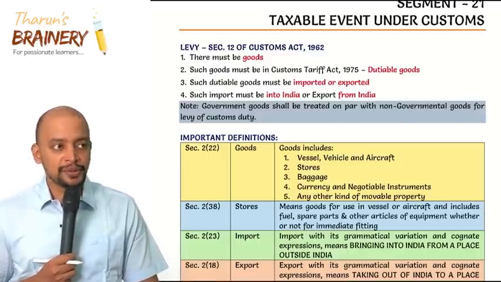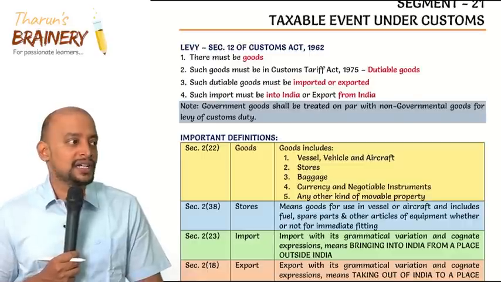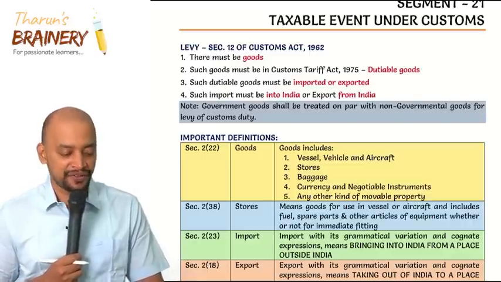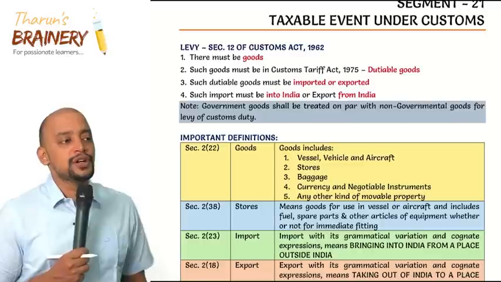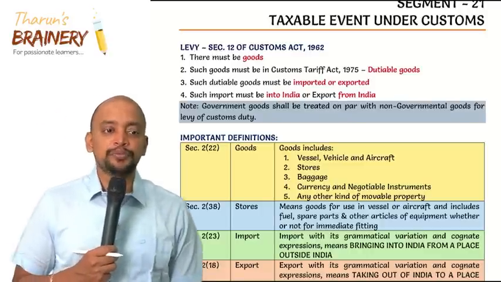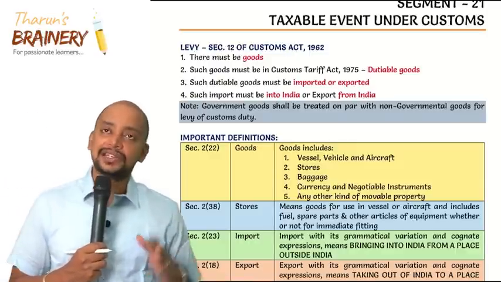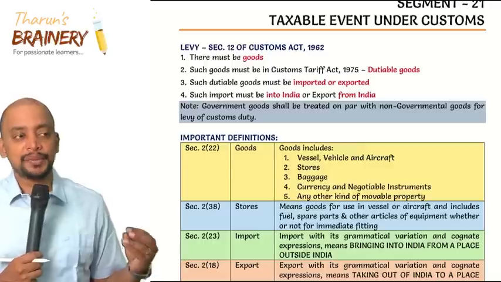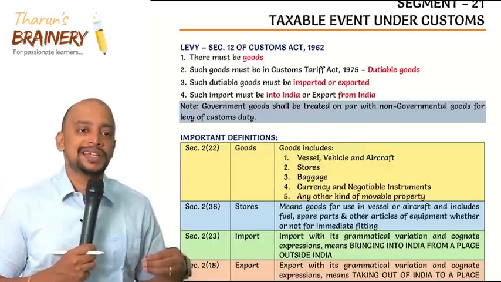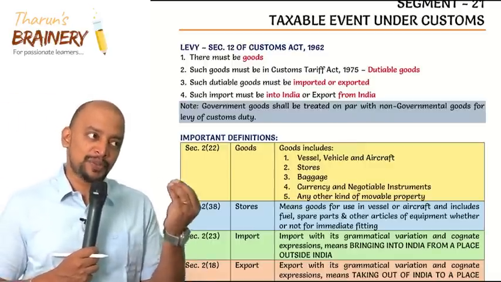What is the meaning of dutiable goods? Those goods which are covered under the Customs Tariff Act 1975. Whether government goods are also treated as goods imported and chargeable to customs duty? Yes. In customs, like GST, the government is a person, and whatever transactions the government makes, they are required to pay GST.